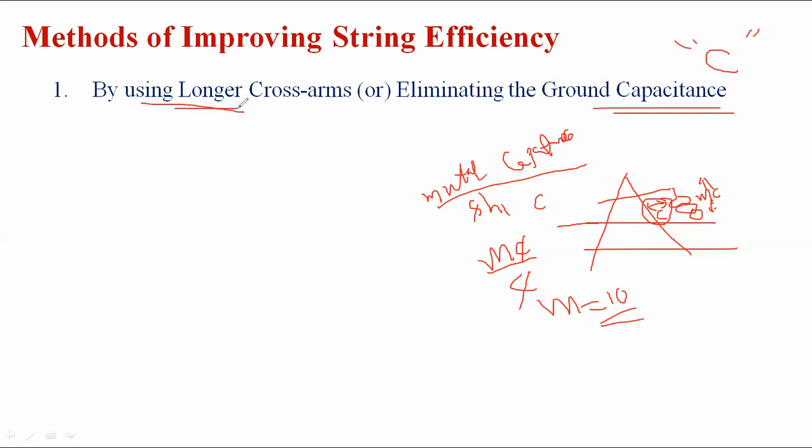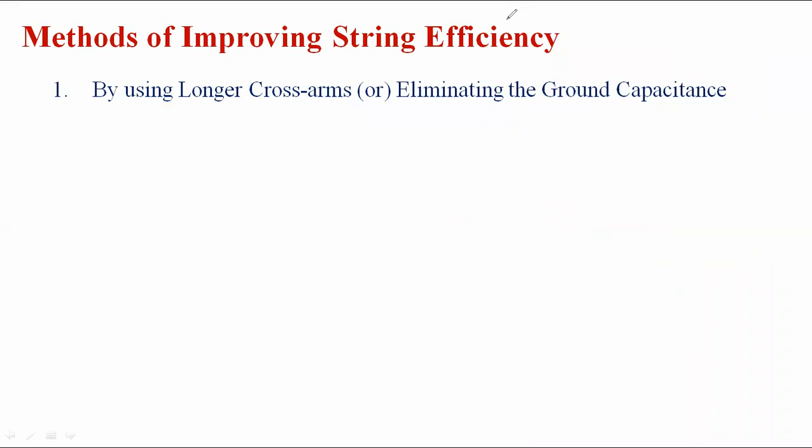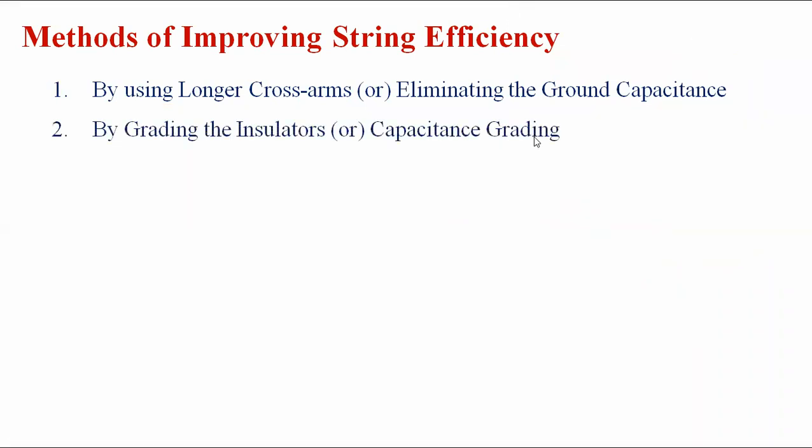By using longer cross arms, that is, once the cross arm length is increased, the value of the shunt capacitance decreases and the string efficiency is increased, but it should never exceed the value 10. How we consider this is the ratio of the mutual capacitance to the shunt capacitance, which never exceeds 10. And the next one is by grading the insulator, otherwise known as capacitance grading.